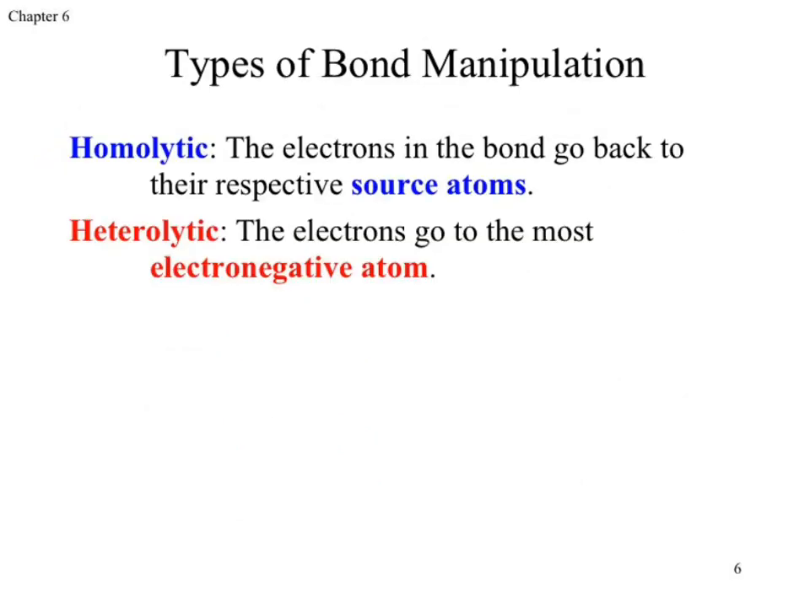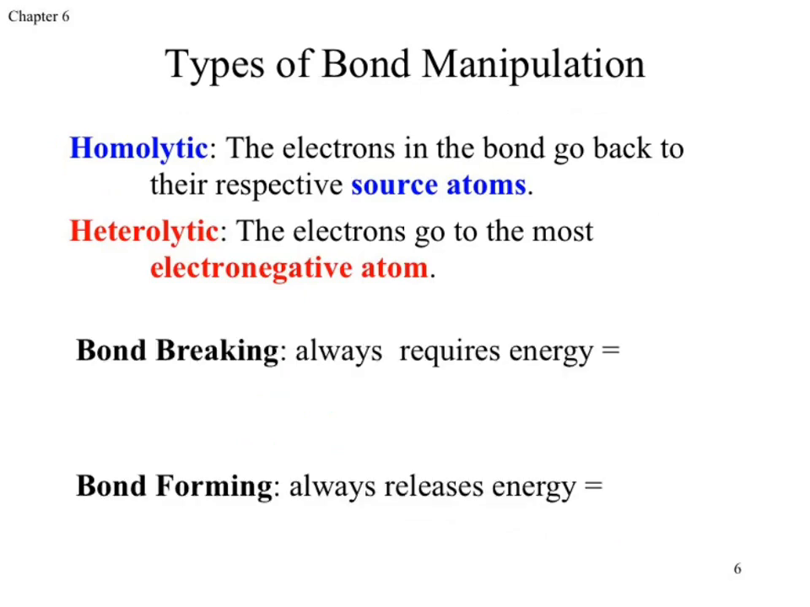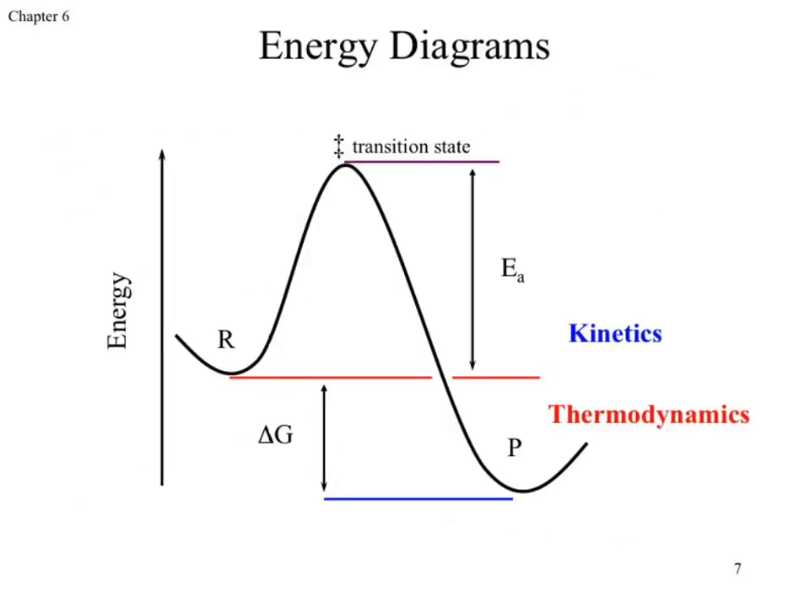So we get these two types of cleavages, your homolytic and your heterolytic. We have to make sure that we can classify these accordingly, because that's going to determine what mechanism we're working with and potentially what reagents we're going to work with. Bond breaking will always require energy, which means that type of reaction will be endothermic. It has to absorb that energy to break that bond. Bond forming always releases energy, so that type of reaction is always exothermic. Okay?